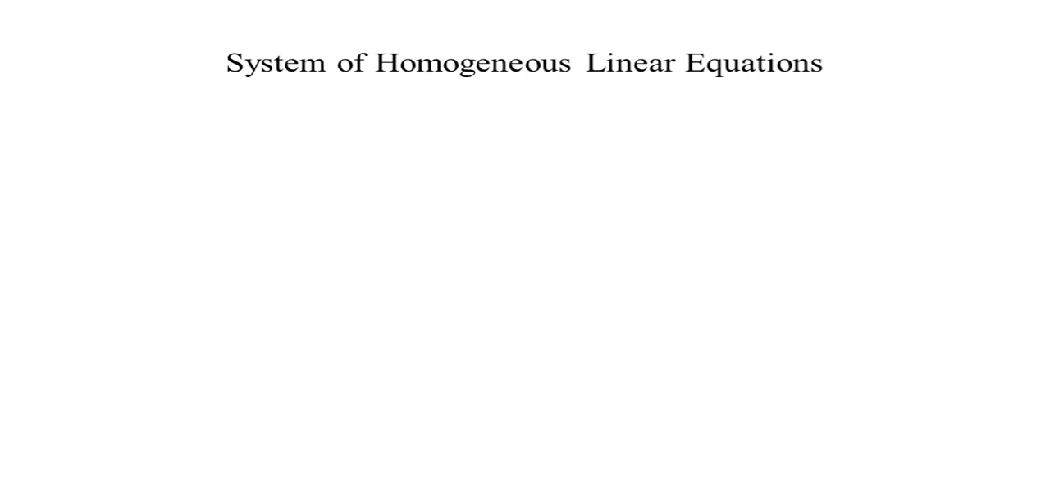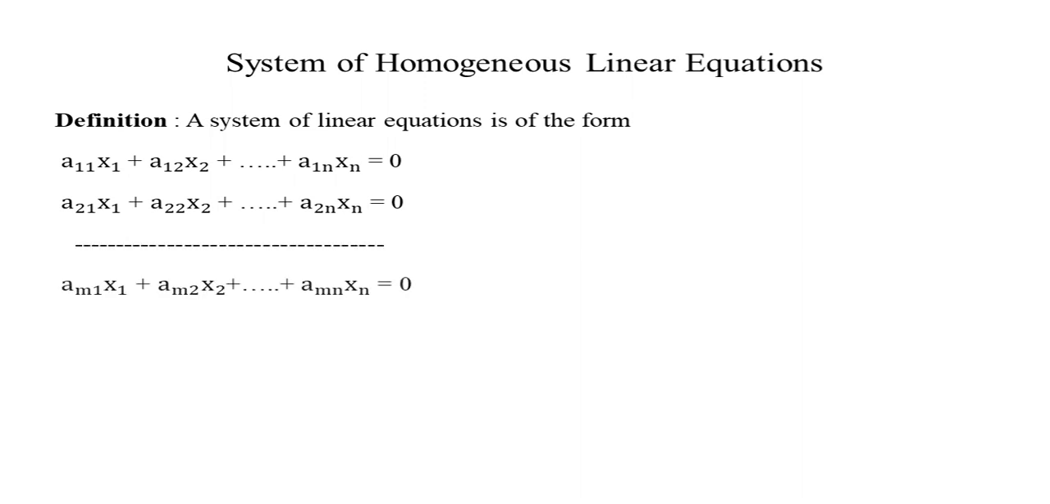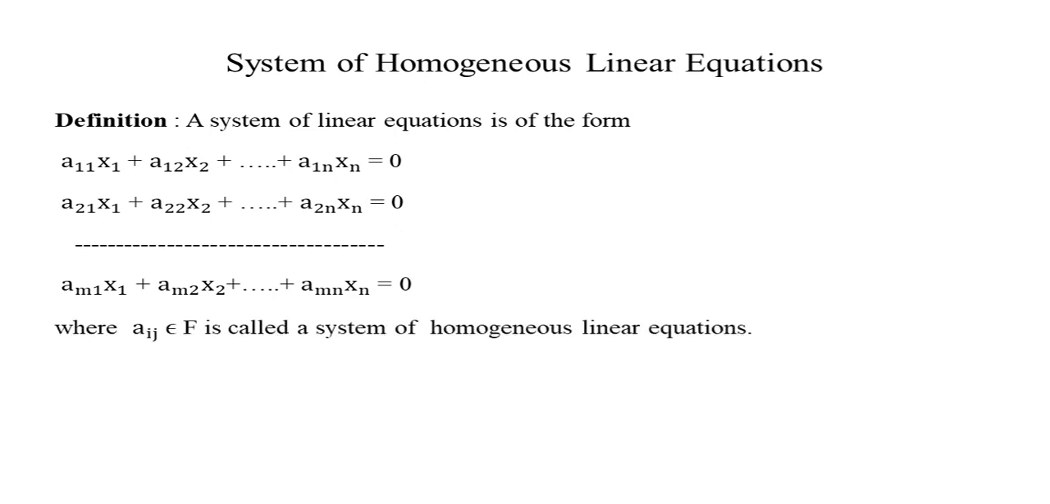Students, now we study the system of homogeneous linear equations. Definition: a system of linear equations of the form a11x1 plus a12x2 plus etc. plus a1n xn equal to 0, a21x1 plus a22x2 plus etc. plus a2n xn equal to 0, and continuing in this way, the mth equation am1 x1 plus am2 x2 plus etc. plus amn xn equal to 0, where aij in F, is called a system of homogeneous linear equations.